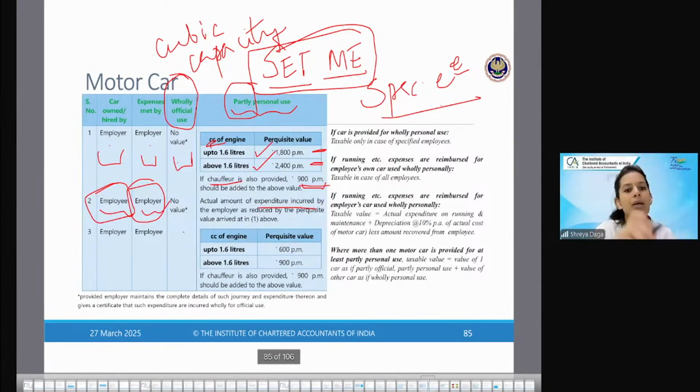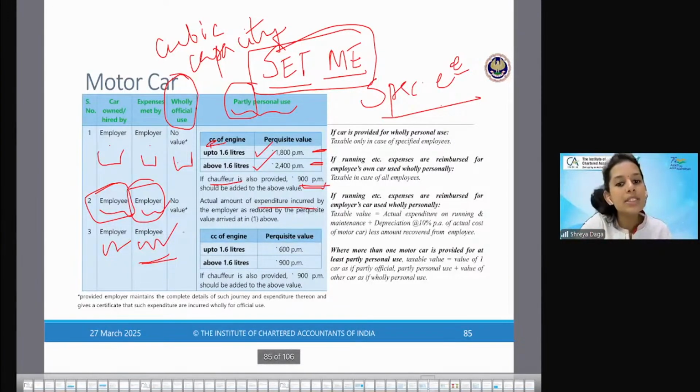Okay. But if the car is owned by the employer and expenses are met by the employee, then at least the running and maintenance expense is taken care of by the employee himself. It should not form part of the taxable perquisite because the employer is not giving that. The only thing the employer is giving is allowing the use of the car. So maybe depreciation equivalent can be the perquisite value in the hands of the employee. Okay. So what is it?